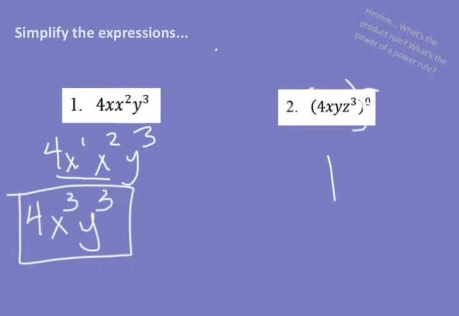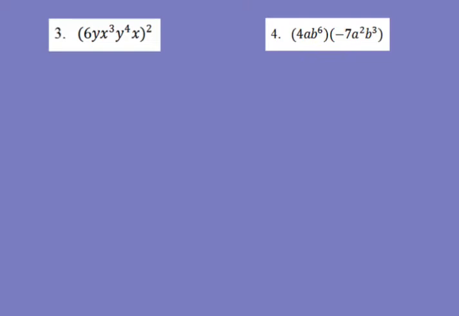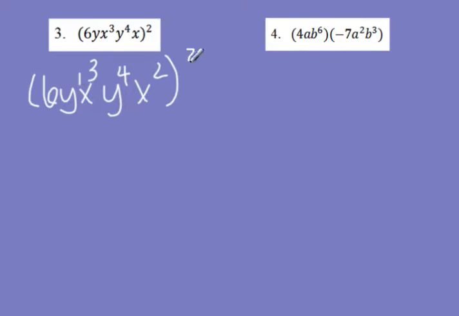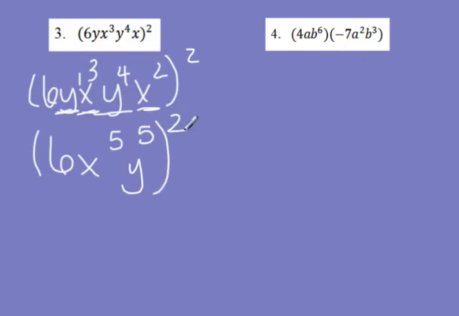Okay. Taking a look at number 3, for me it's always easier to simplify what's on the inside first. So for this problem we have 6y x cubed y to the fourth x squared, all squared. Remember that this y is also to the first power. So I'm going to start by rewriting my 6. Then I'm going to do x to the third times x squared. When I do that, I'm going to add the exponents and get x to the fifth. Then I have y to the first times y to the fourth, and that's going to give me y to the fifth, and that's going to be squared.